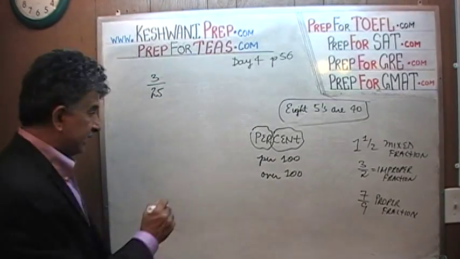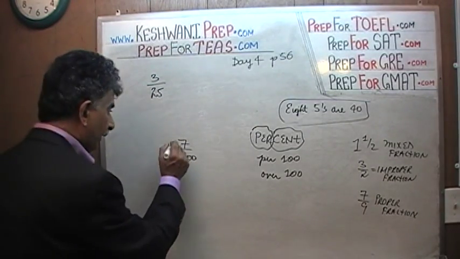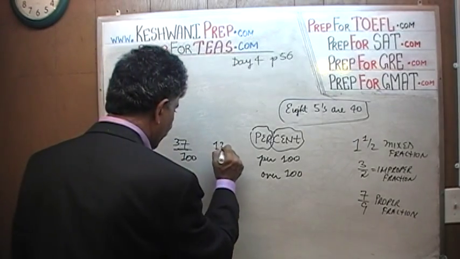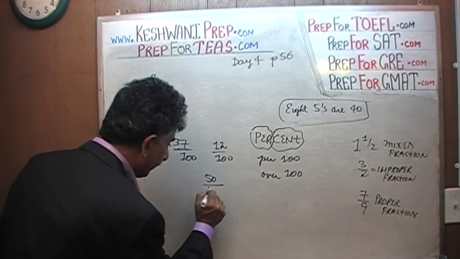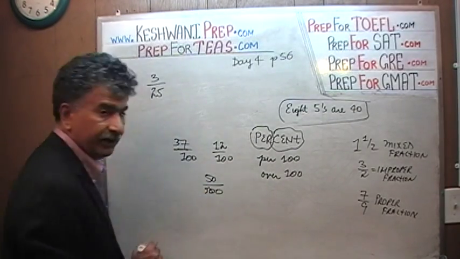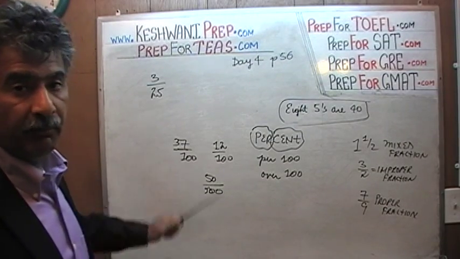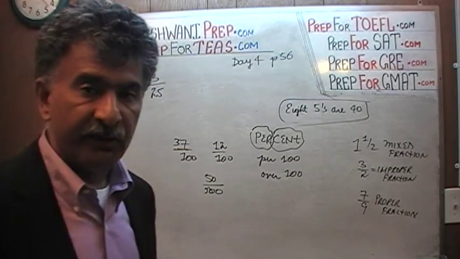If someone says 7%, 7% is 7 over 100. If someone says 37%, 37% is 37 over 100. 12% is 12 over 100. 50% is just 50 over 100. You get the idea. Somehow, if you can convert this bottom into a 100, we can figure out what percentage this quantity is. 3 over 25, we can figure out what that is in percentage.